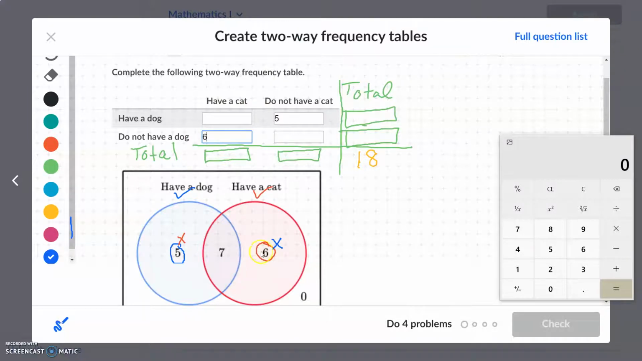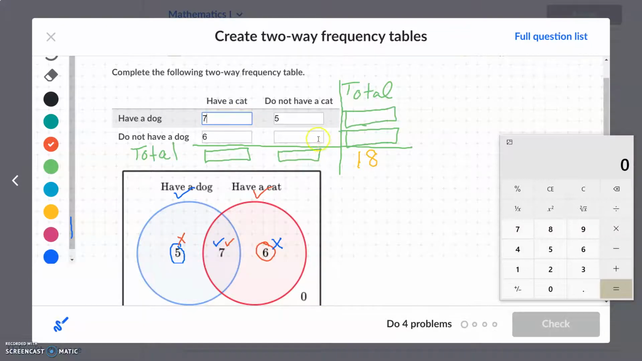Okay. What about this middle number here? What does this middle number indicate? Well, the middle number is in the blue circle, right? Notice that it is part of this large blue circle. So that's a yes for blue. And it's also a yes for red. It's in the red circle too. So this 7 would be yes for both. Have a dog, have a cat. So that number is going to be 7. That's your yes, yes number.